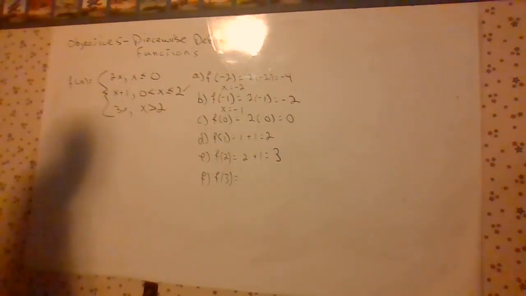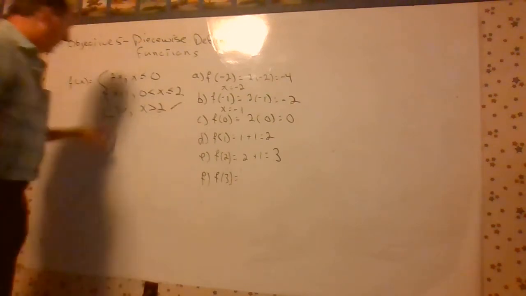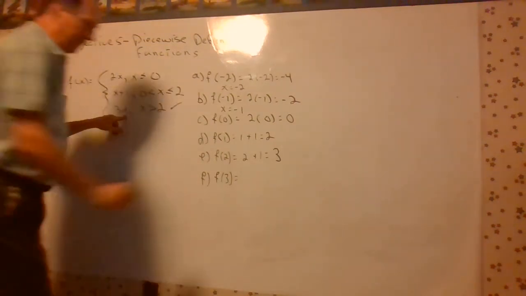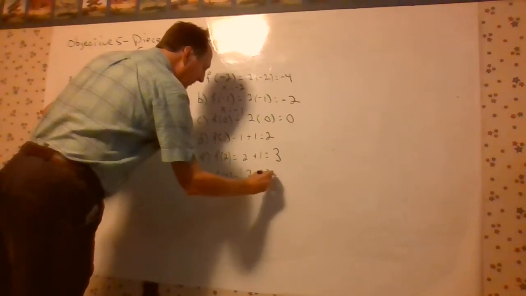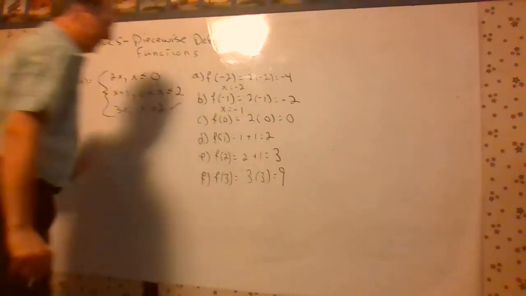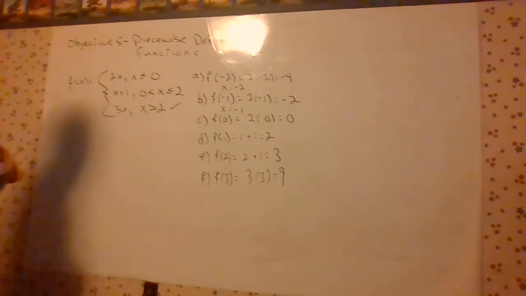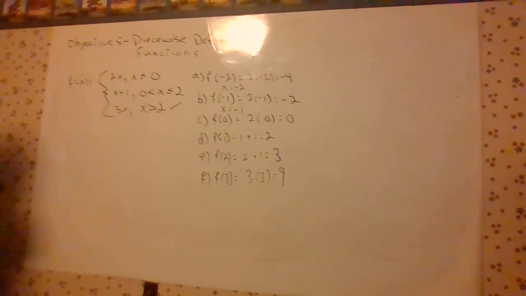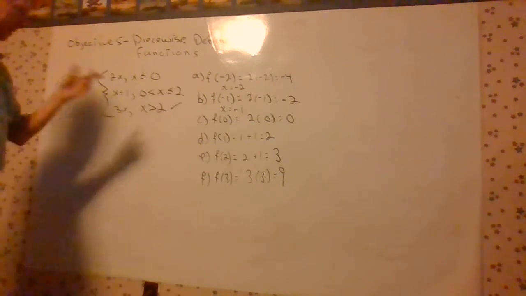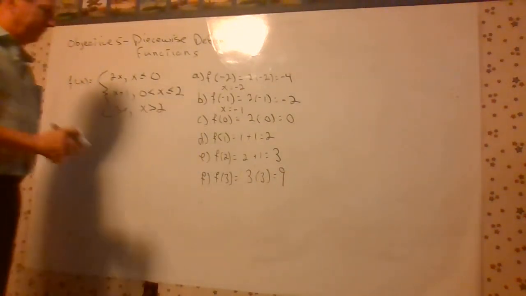And finally, we get to f of 3. 3 is beyond 2, and so we're going to use 3x. And so we have 3 times 3, or 9. That's a basic piecewise defined function. These are valuable for calculus. When you're studying the definition of the derivative, this will come into play. But piecewise defined functions are also useful in physical sciences.